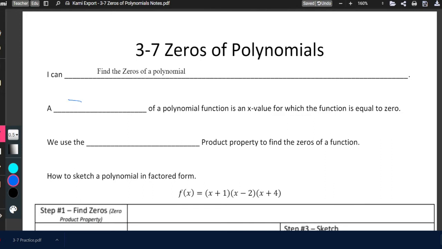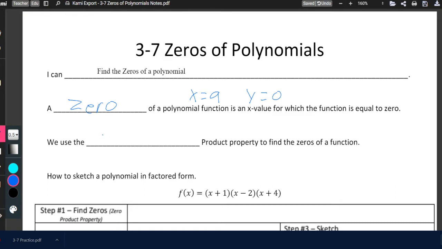The word is zero. A zero of a polynomial function is an x value for which the function is equal to 0. Meaning, if x equals literally anything, I'm just going to use a variable a, that means y equals 0.